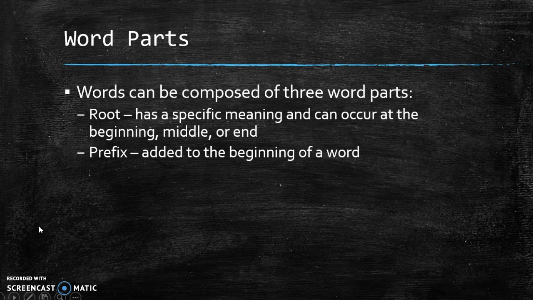The next type of word part is called a prefix. Prefixes are added to the beginning of the word. And the third type of word part is called a suffix. Suffixes are added to the end of a word. Now we're going to discuss each of these three word parts briefly.